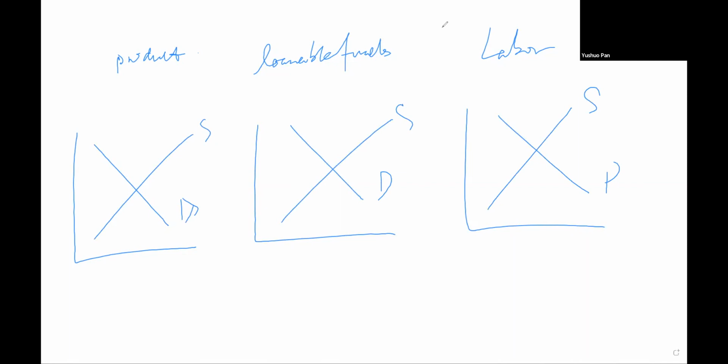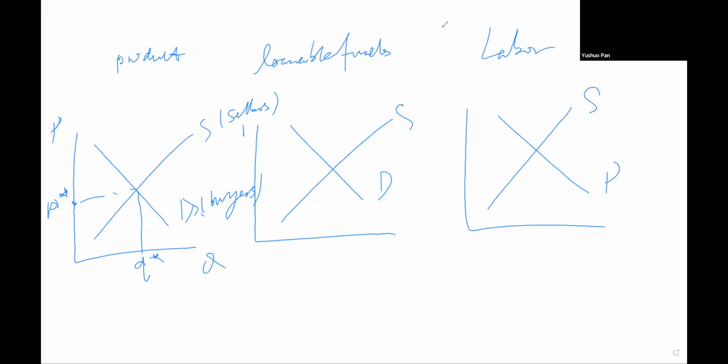For the product market, the vertical axis is price and the horizontal axis is quantity, right? The supply is the sellers, or the firms. The demand is the consumers or buyers. That's the equilibrium point. If there is no government, we let the market decide everything, and we can find the perfect price and the perfect quantity here. That's the product market.